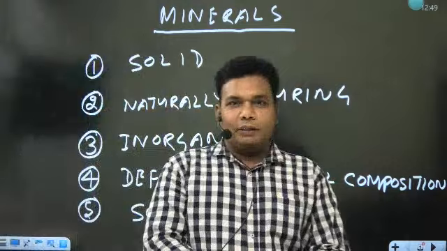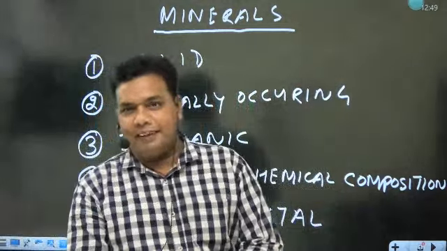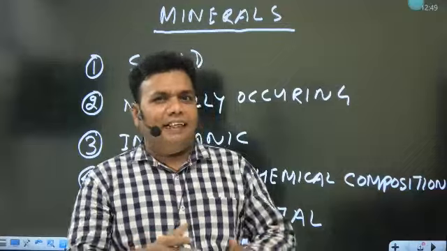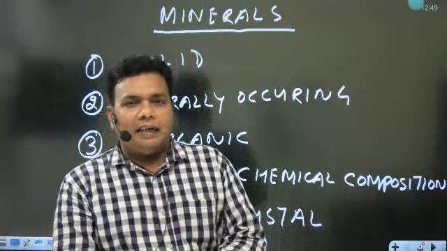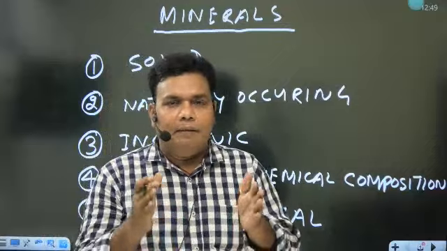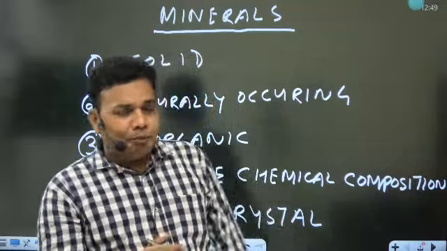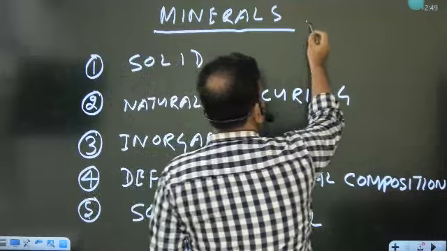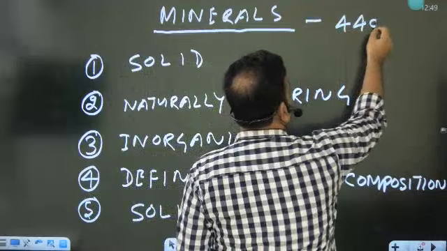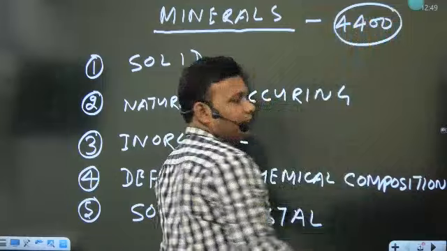Hello friends, today we will discuss the topic of minerals. So what is a mineral actually? Minerals are naturally occurring compounds and elements on the earth's surface, right? At present, there are almost 4400 minerals present on the earth's surface.